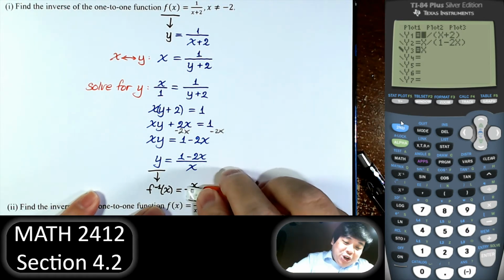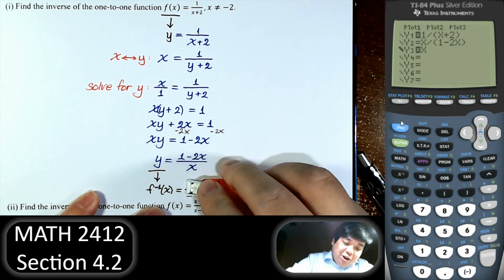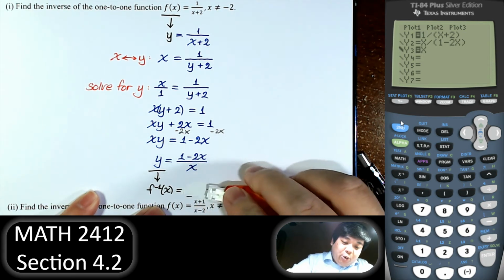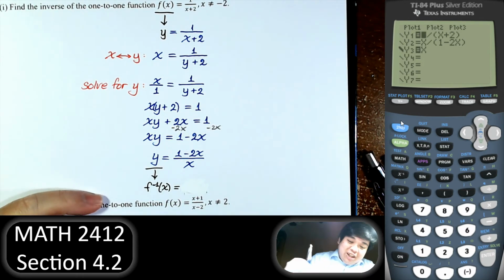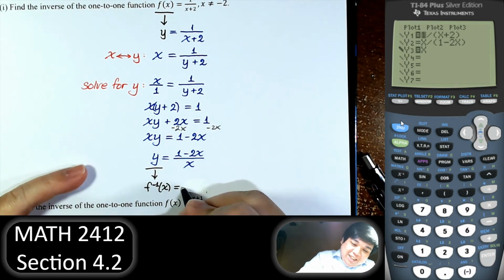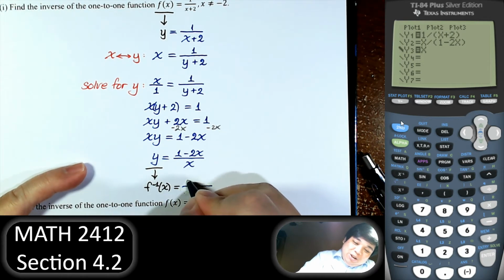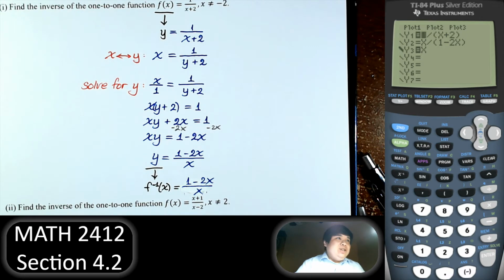That's a good thing we check, right? This is a function. For some reason I just flipped them for no reason. Sorry about that. So I guess that is the point of checking. Sorry, we still have 1 minus 2x over x. Sorry about that.